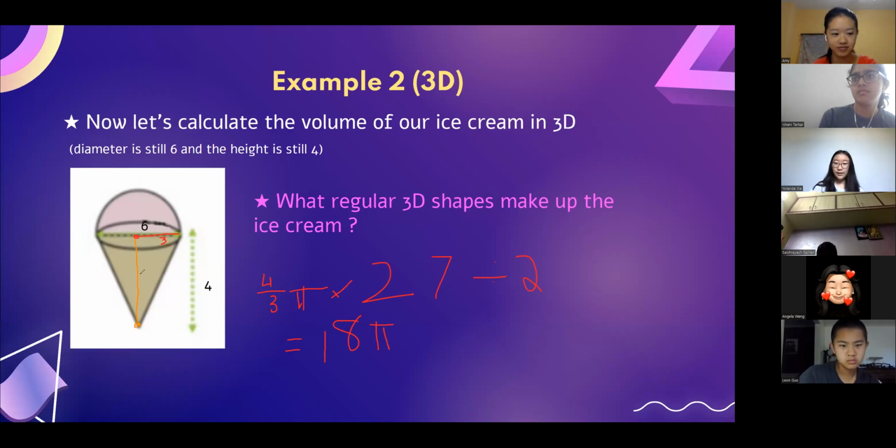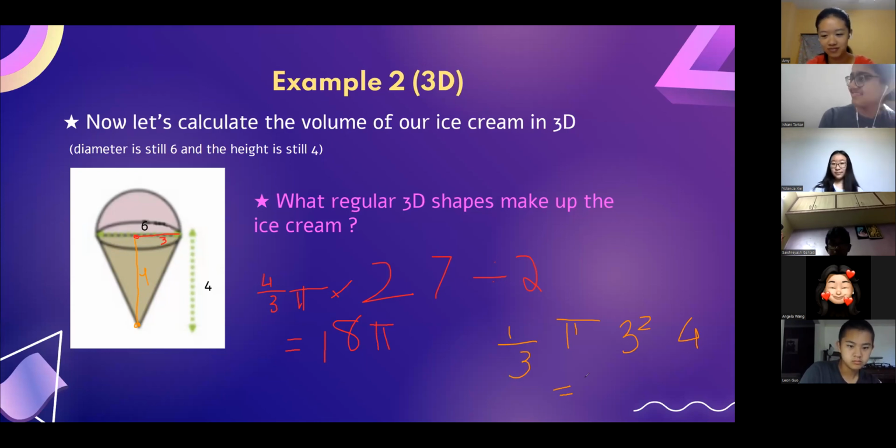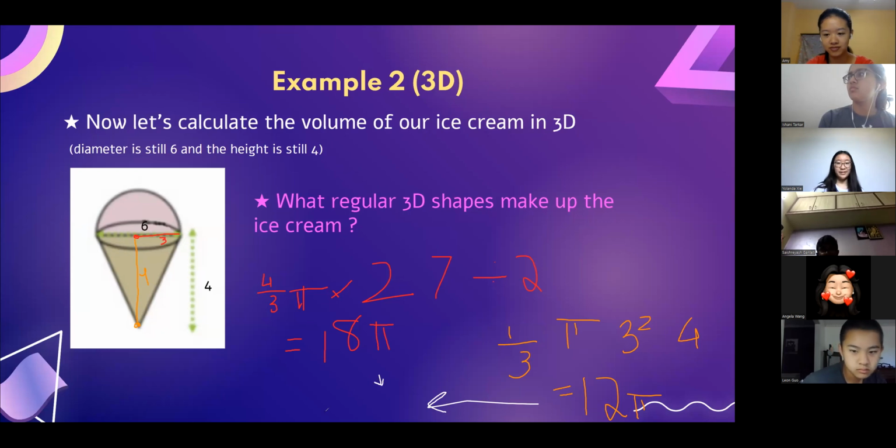Now we're going to do the cone. For that, the formula is 1/3 pi r squared h. That'd be 1/3 times pi times 3 times 3 times 4. And then you would get, yep, 12 pi. So what is our final answer for the volume of the ice cream cone? I see that Charles put it in. Oh yeah, good job, you guys. We get 30 pi.